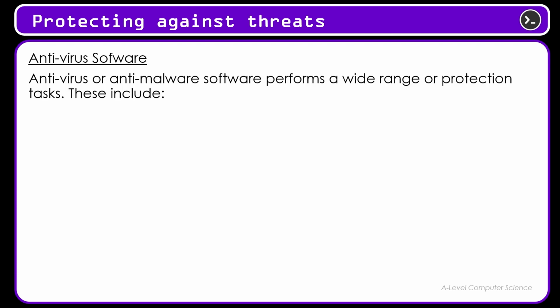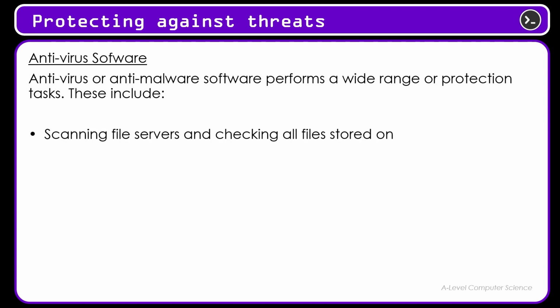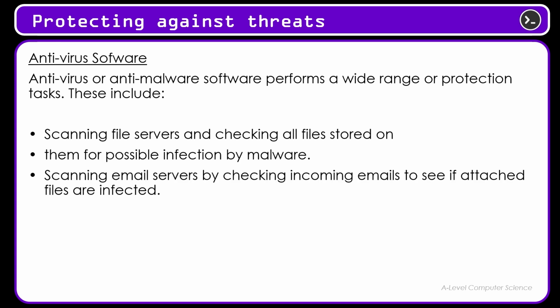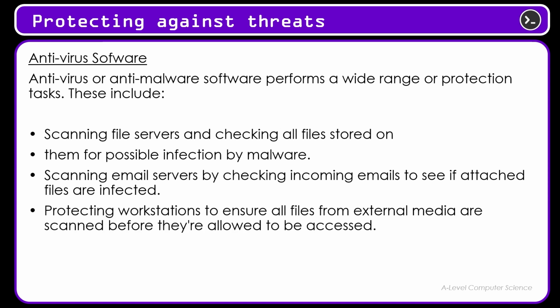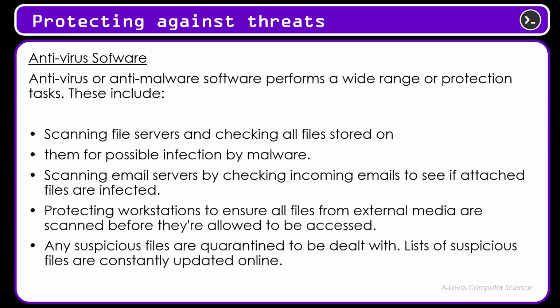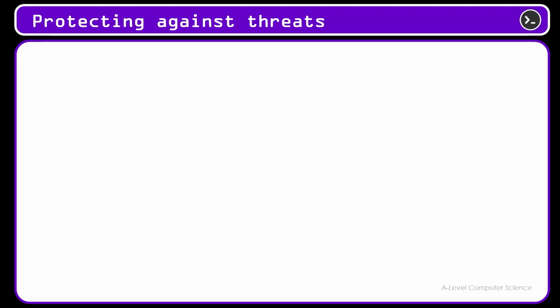Antivirus software or anti-malware software performs a wide range of protection tasks, and these include scanning file servers and checking all files stored on the server, scanning emails by checking incoming emails to see if attached files are infected, protecting workstations to ensure all files from external media are scanned before they can be accessed, and any suspicious files are quarantined to be dealt with, and there's usually a list of suspicious files online that's constantly updated.